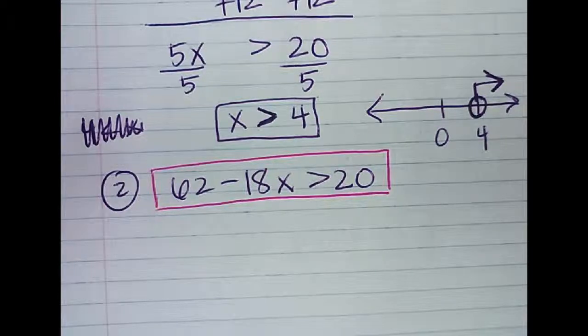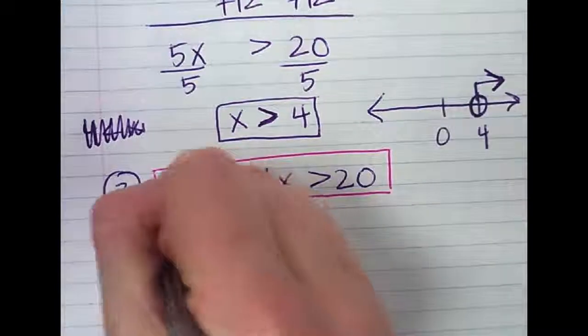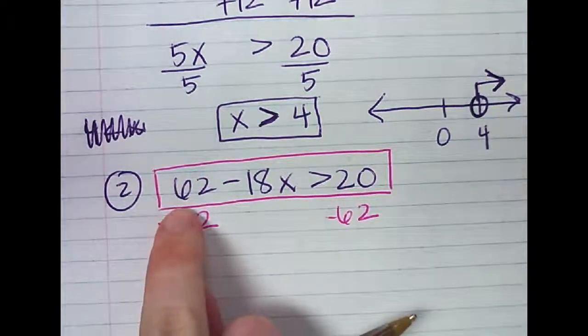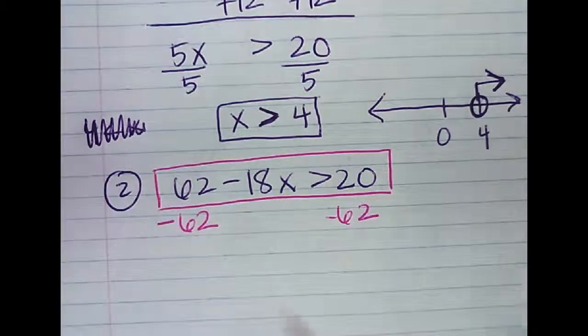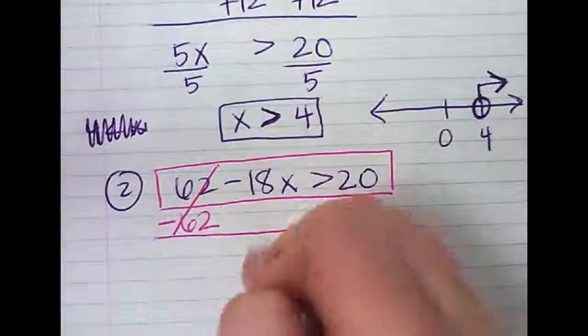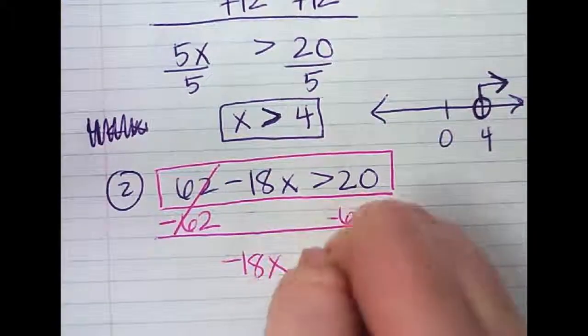Okay, what do you want to do first on number 2? Subtract 62. Yeah, and be careful here because I see a lot of people, if it's a positive 62, they just want to add it over. But remember, it's a positive, so do the opposite. So that's gone. Negative 18x is greater than what?